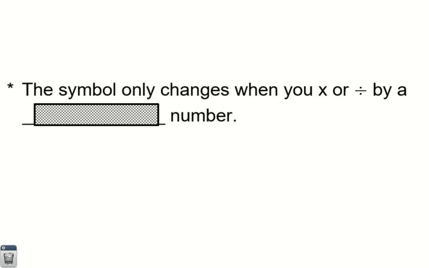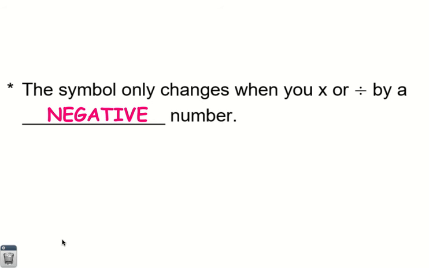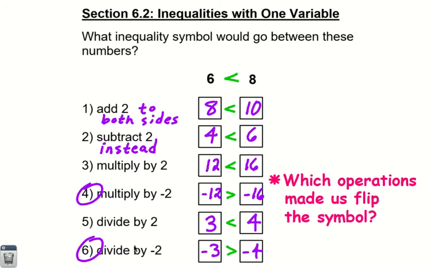And this is actually something that happens in general. It didn't have to be a -2, it could have been a -4. It's just the way negatives are. So the symbol only changes when you multiply or divide by a negative number. And again, this was just to show you, I don't know if it's a really great explanation why, but that's just the way inequalities are.